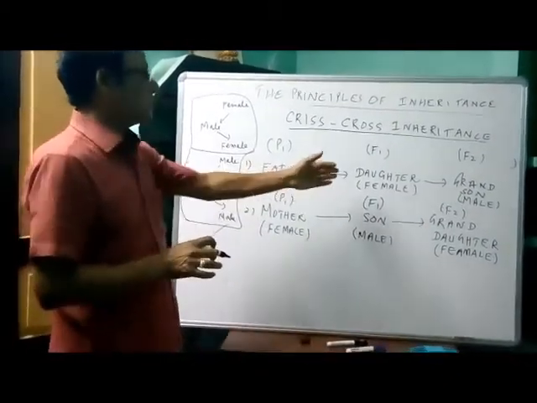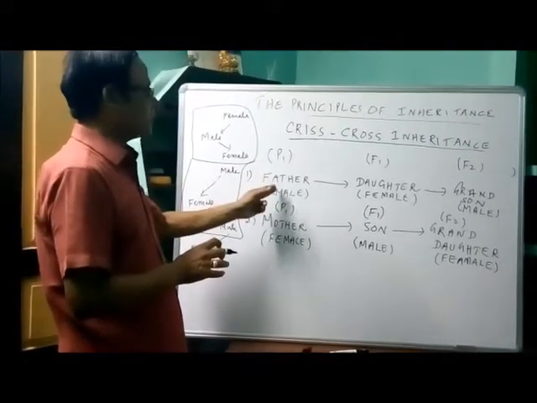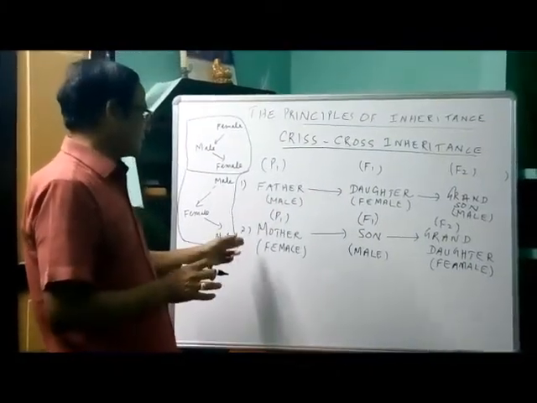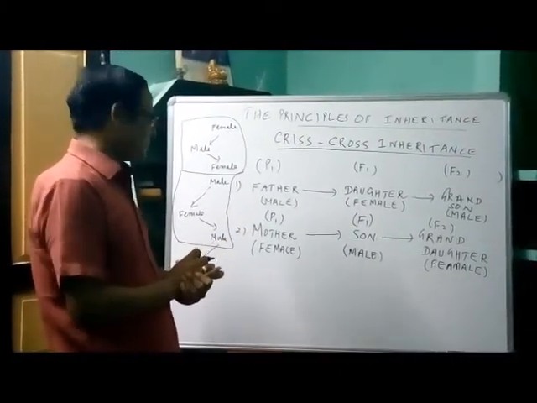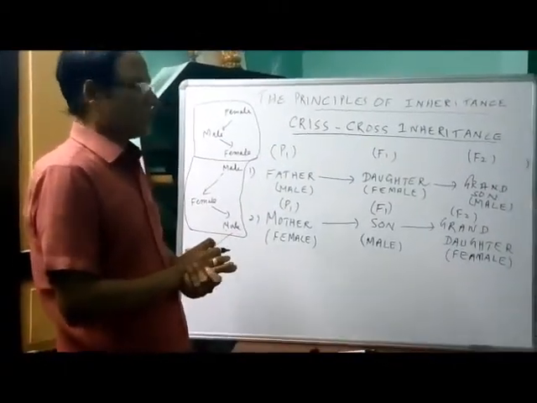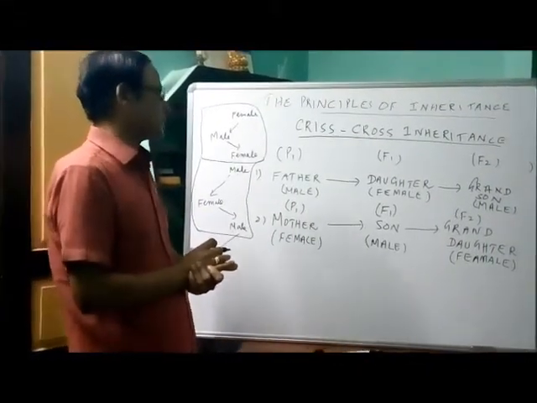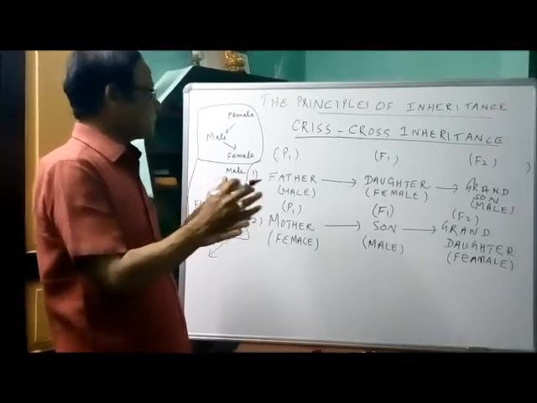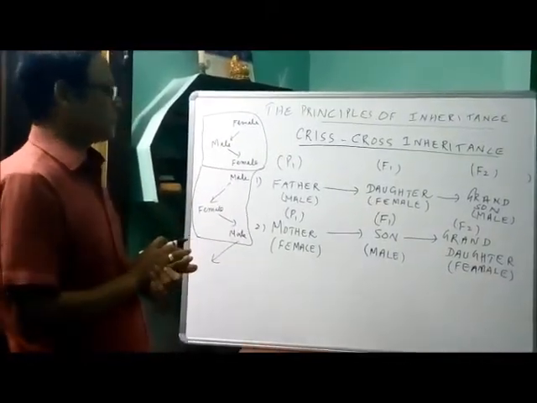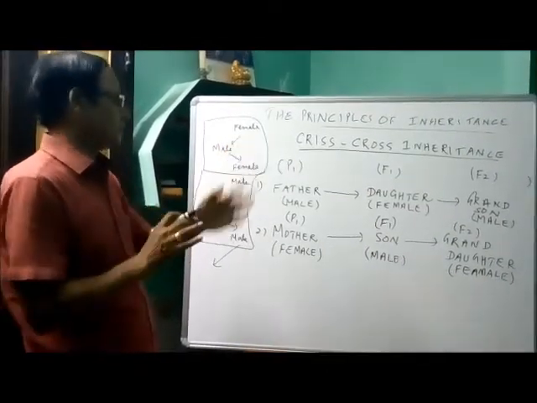Here I have given illustrations 1 and 2. In 1, the character is transmitted from father to grandson via the daughter of F1. In the second case, the sex-linked character is transmitted from mother to granddaughter via the son. Both are examples of crisscross or zigzag inheritance. Since the characters are transmitted in a zigzag manner, it is called crisscross inheritance. So sex-linked inheritance follows the crisscross pattern of inheritance.